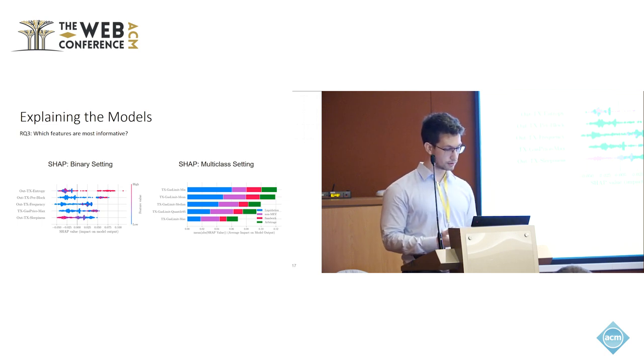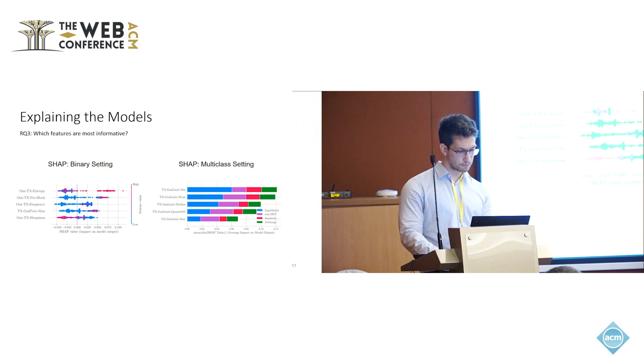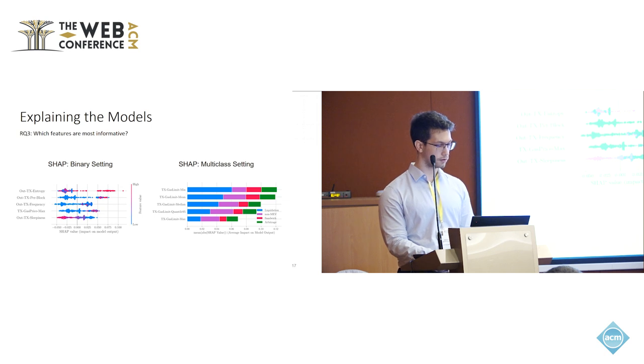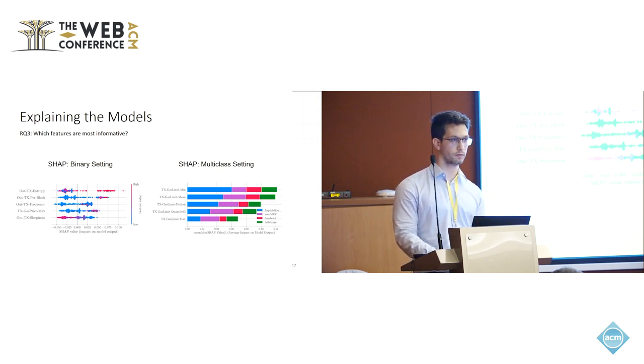So what this means is, for transaction entropy, a high value in this feature means that the model is swayed towards classifying this address as a bot. And we have four other features based on outgoing transactions: the number of transactions per block, the frequency, the maximum gas price of the transactions sent, and the sleepiness that I mentioned earlier. But for the sleepiness, it's the opposite as for the others, it seems. So a low sleepiness indicates that it's more likely to be a bot, which intuitively makes sense.